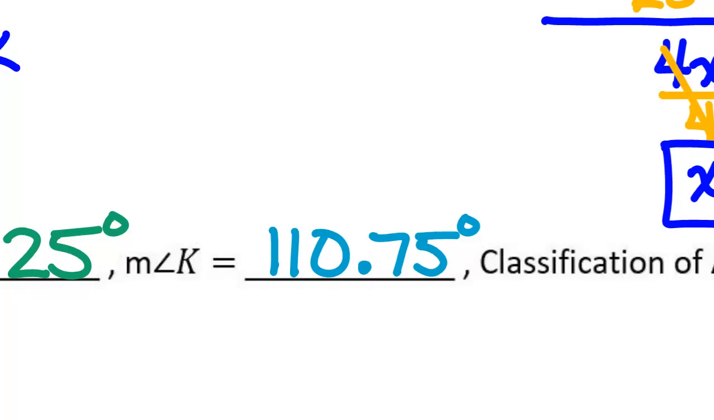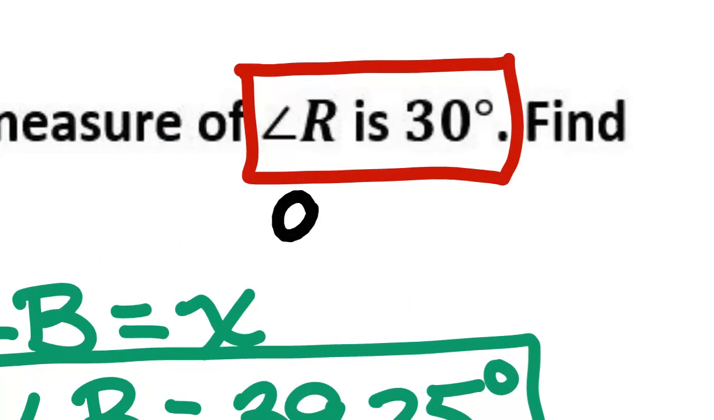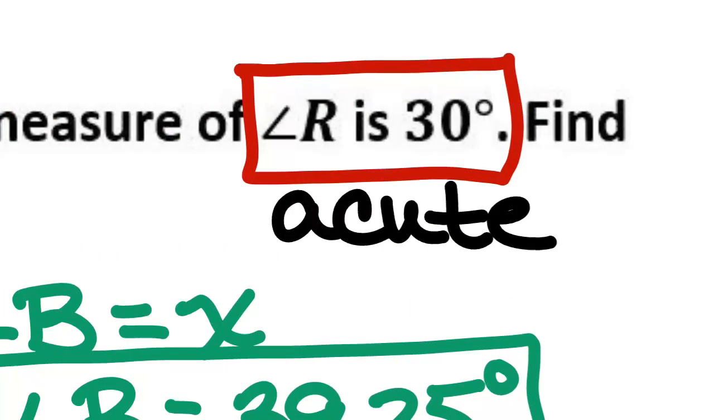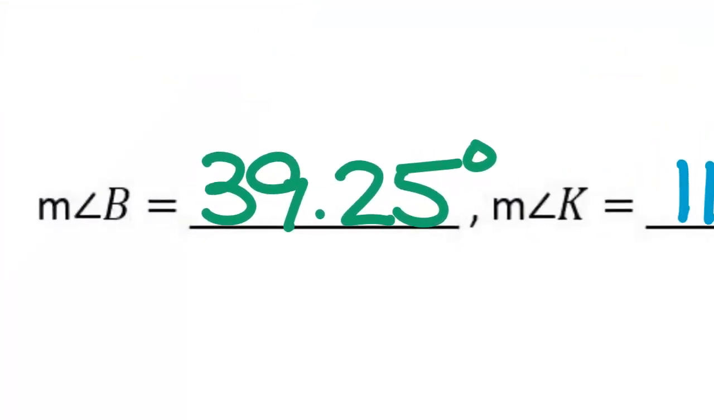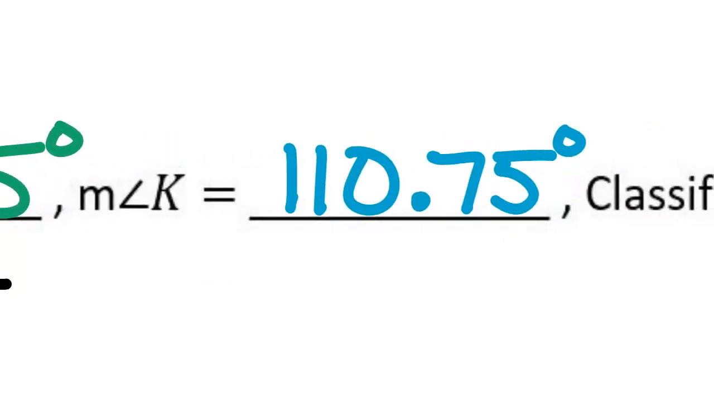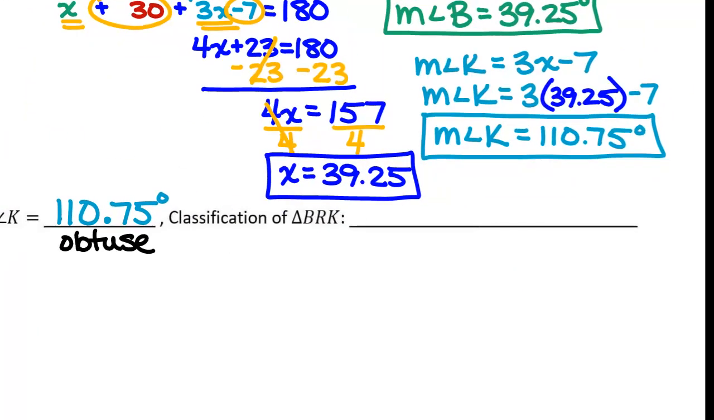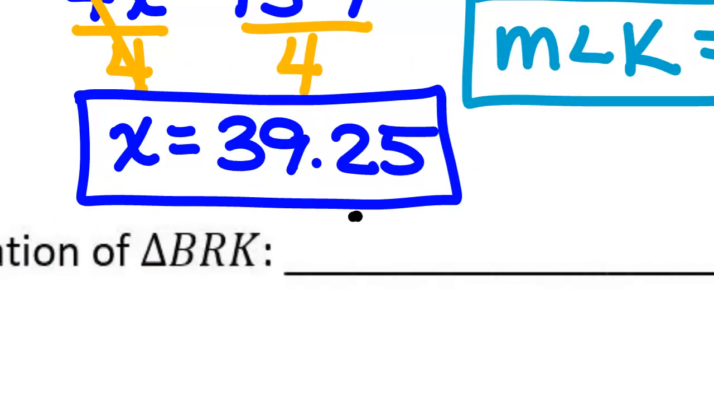All right, so we have 3 angles in this triangle. Remember, one of them was up here, 30 degrees. Is this 30-degree angle acute, obtuse, or right? This is acute here. What about the 39.25 degree angle? Acute. And the 110.75 degree angle? Obtuse. So if I'm going to classify this triangle by its angles, what type of triangle is it? Acute, right, or obtuse? Obtuse.